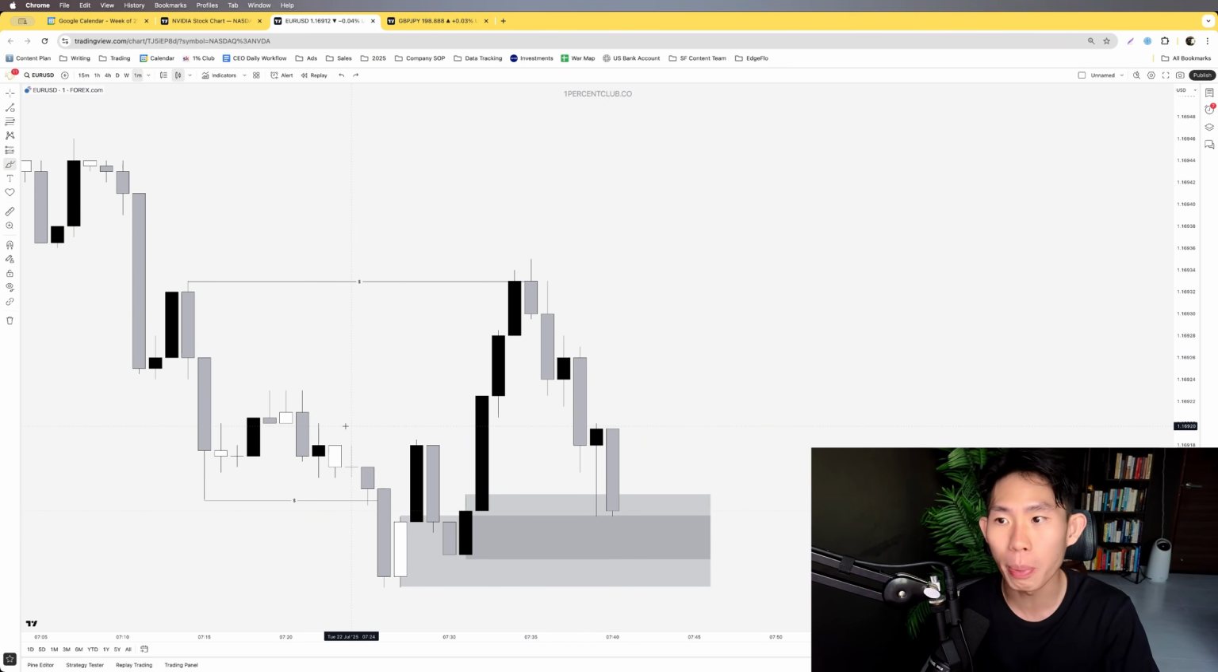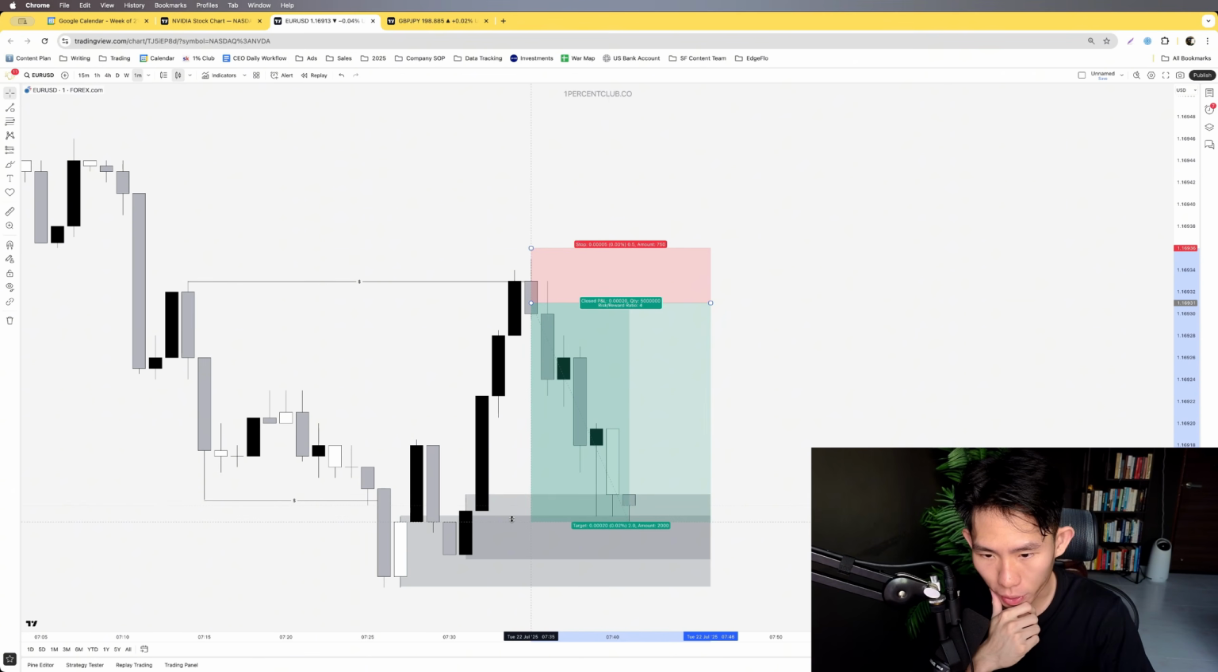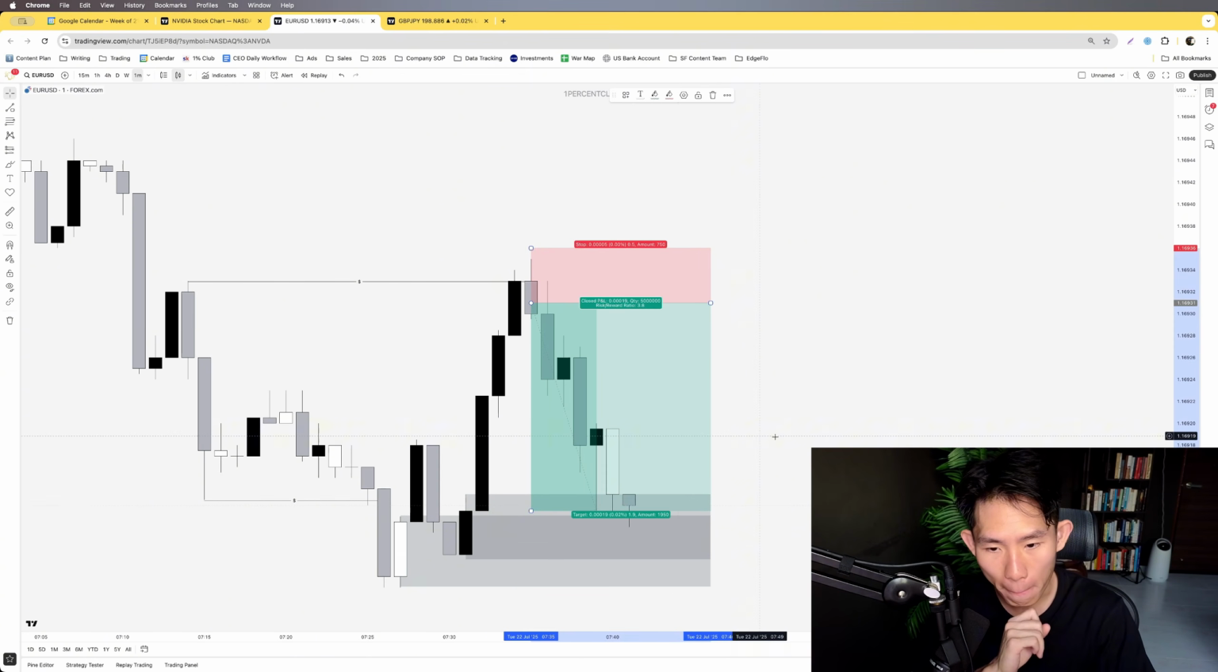But once again, it depends on the higher time frame order flow and the higher time frame narrative, right? So let's just continue to see what price does next. If you did enter for a sell right here upon the liquidation candle itself, and you place your stop loss above the liquidation candle, and you place your take profit at the edge of the zone here, boom, you would have already smashed TP by now, right? Just as simple as that.